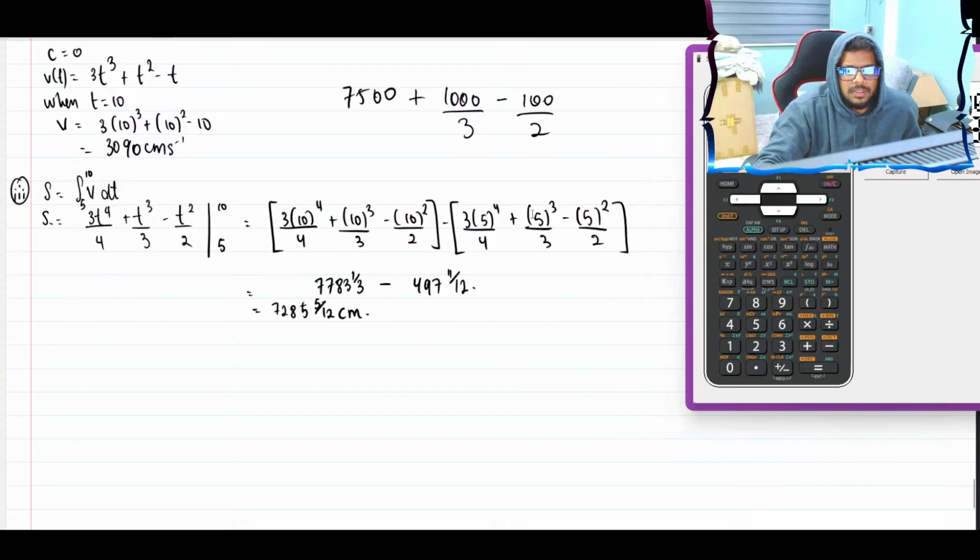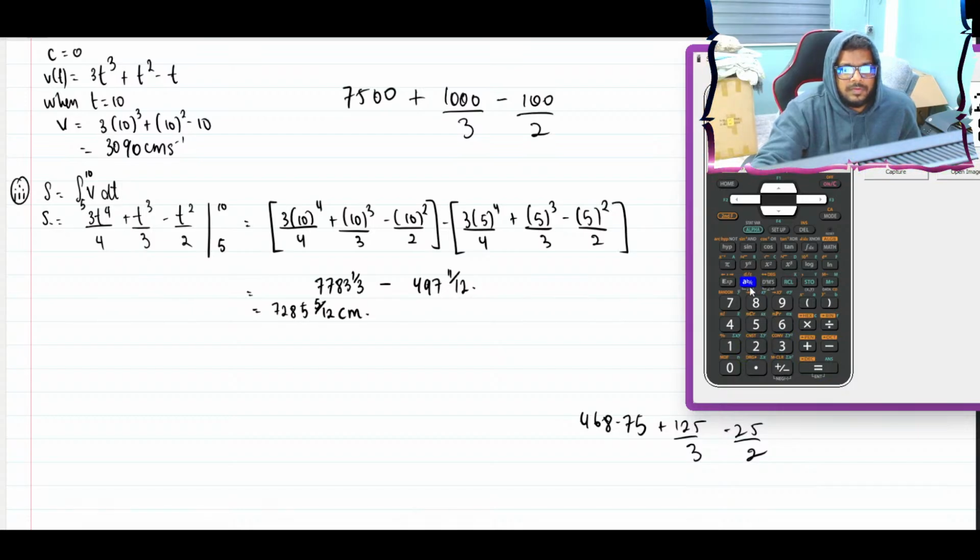And I believe the second one is correct as well. 5 to the power 4, just double checking here, right? By 3 divided by 4. I get 468.75 plus 125 over 3 minus 25 over 2. Let me see. Plus 125 over 3, minus 25 over 2.